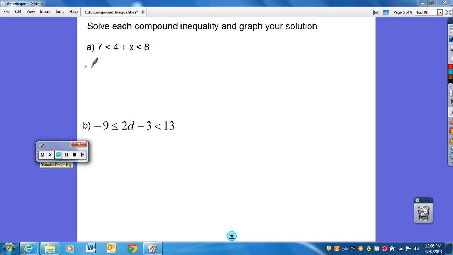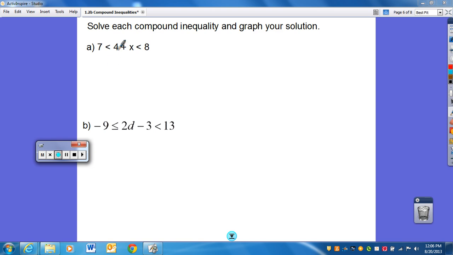Let's practice solving and graphing a compound inequality. Now notice that we have 3 different sections instead of 2 that we had with a regular inequality or equation. In this case, then, we're going to start at the center, and again, we want the variable to be isolated or by itself. But because we have 3 sections, we're going to do the same operation for all 3.